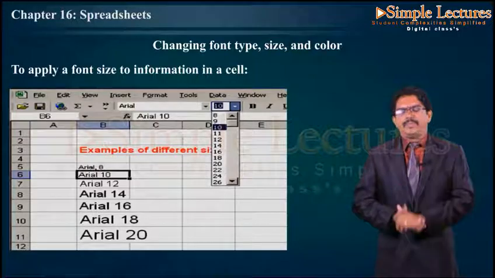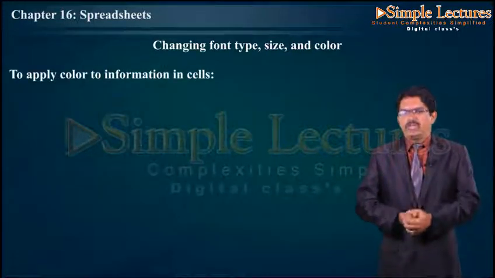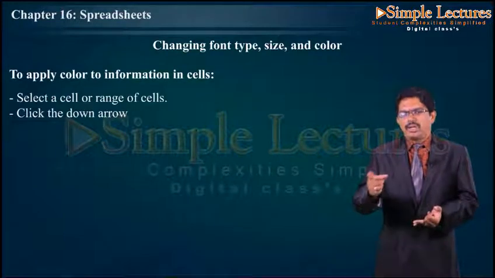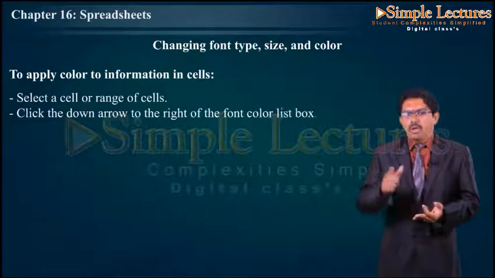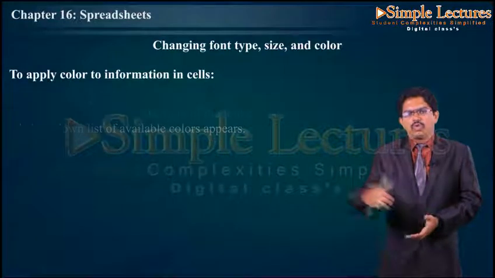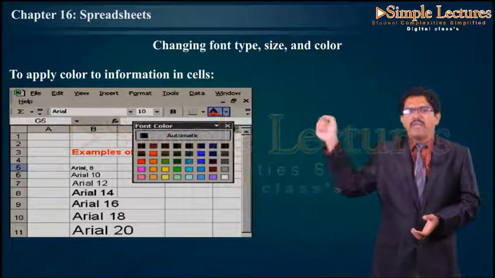Next, let us move to apply a color to information in a cell. Select a cell or range of cells. Click the down arrow. A drop down list will appear. So, various colors are present. You can choose any color and the color will change on the screen.